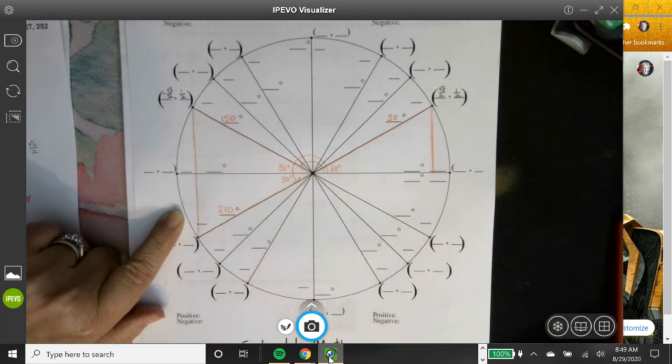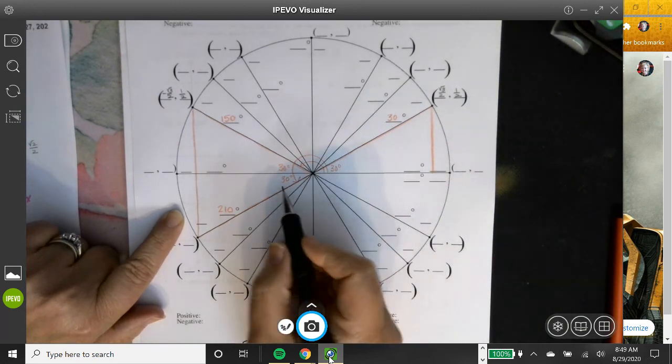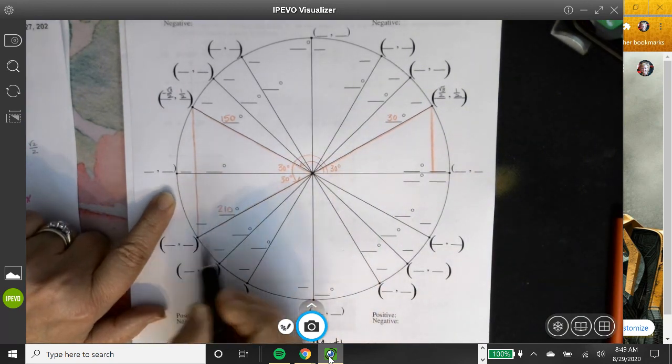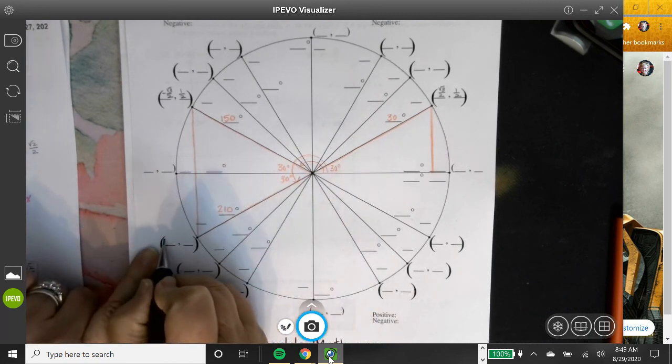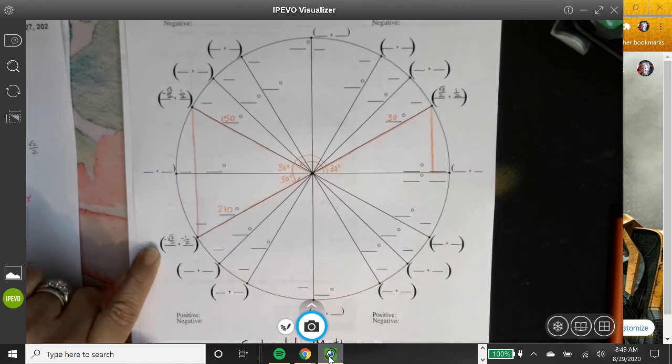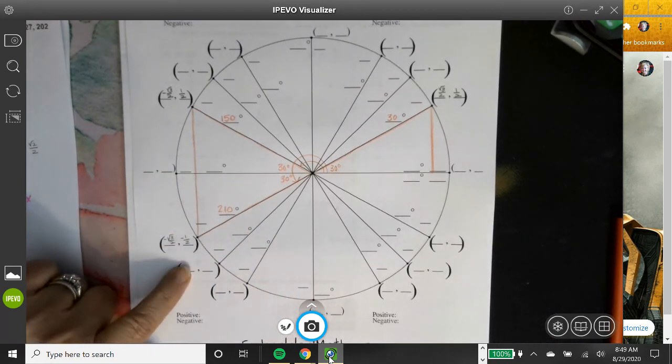Okay? But I know this distance is root 3 over 2, and I know this distance is 1/2. But I went in the negative x direction, so it'll be negative root 3 over 2, negative 1/2, because I'm in quadrant 3. And all the x's and the y's in quadrant 3 are negative.